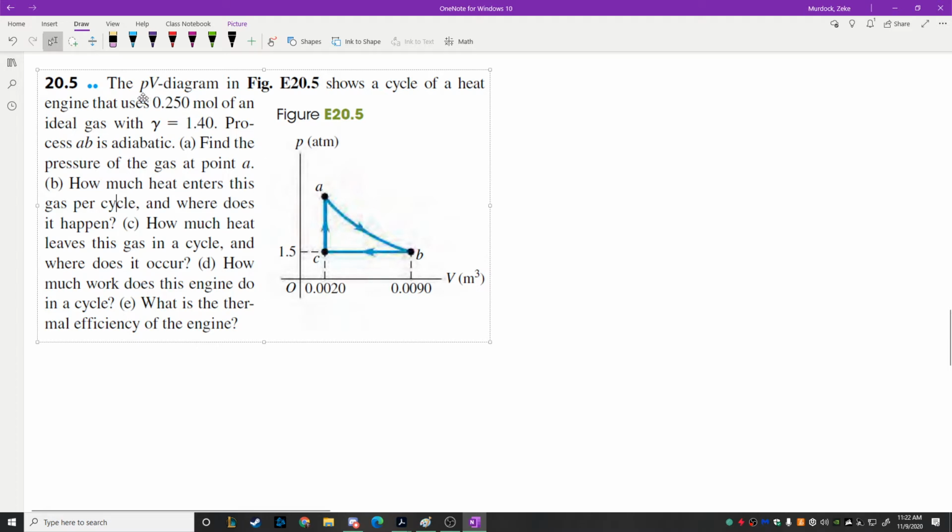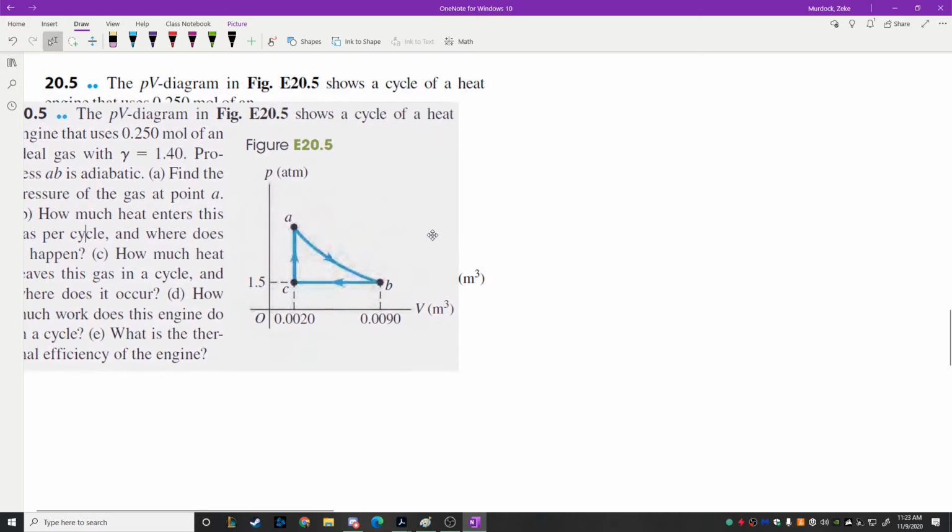It says the PV diagram in figure E20.5 shows a cycle of a heat engine that uses 0.25 moles of a gas with gamma equal to 1.4. Process AB is adiabatic. Find the pressure of the gas at point A. How much heat enters this gas per cycle, and where does it happen? How much heat leaves the gas in a cycle, and where does it occur?